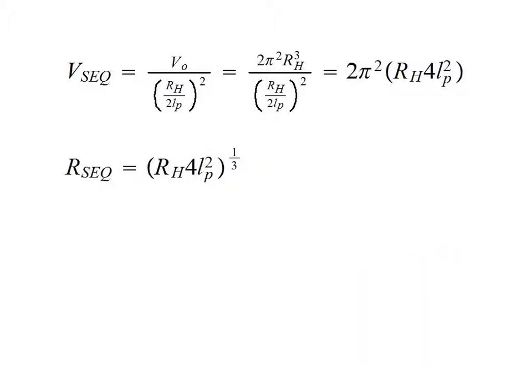And now we're trying to calculate the radius of the small energy quantum. So again, we'll take the volume of the observable universe and divide it by how many small energy quantum units are in it, and we get a volume of 2 pi squared times this unit here. And this is the radius cubed, so we'll just take the cube root of this number, and we'll find that the radius of the small energy quantum is equal to r sub h times 4 times the Planck length squared to the 1/3 power.